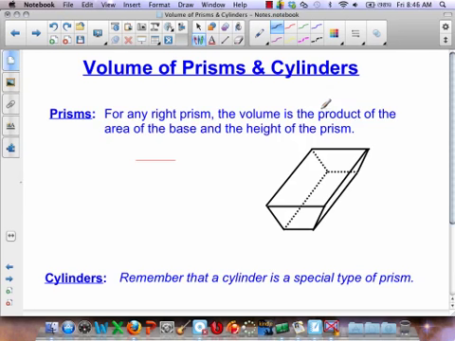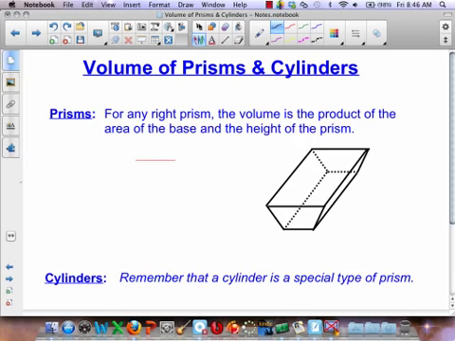Here we go. If you want to find the volume of a prism or cylinder, the exact formula is very simple to remember. Now again, we're talking about volume, not area. We're talking about how much capacity it has. How much can actually fit inside the shape? Not how much can I put on the shape, but how much can I put inside the shape?